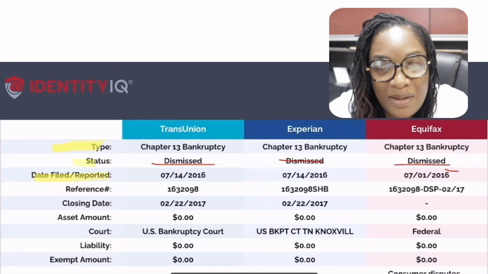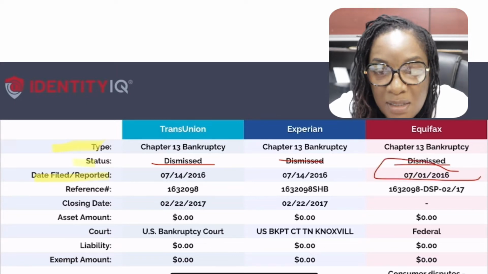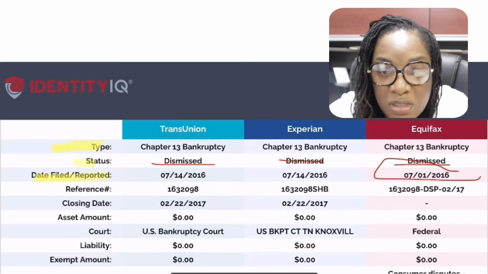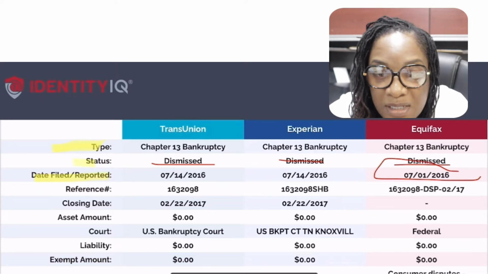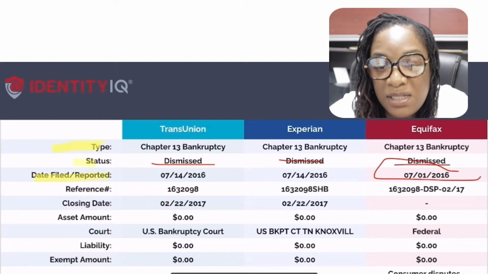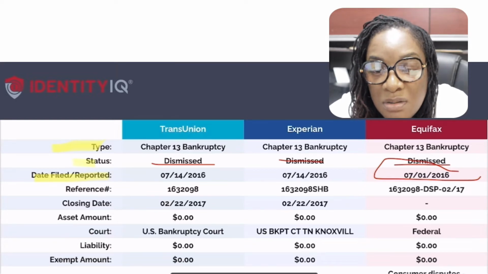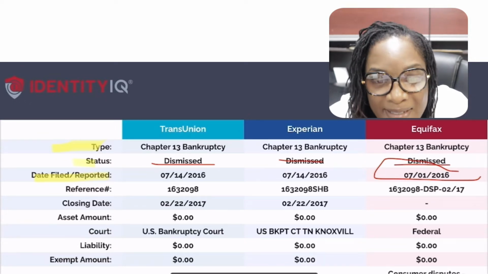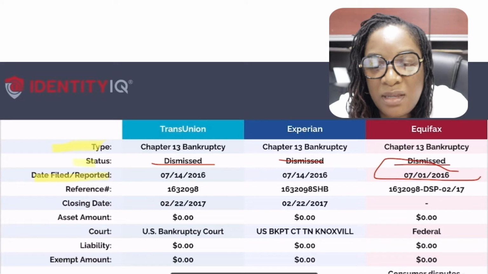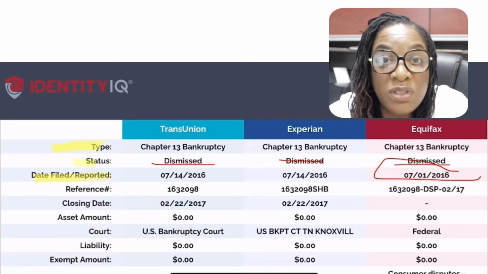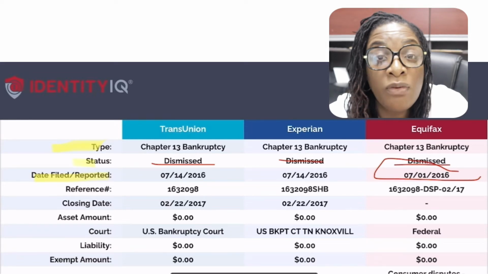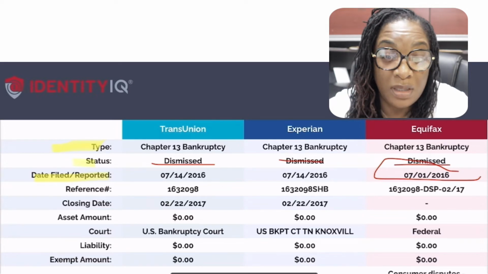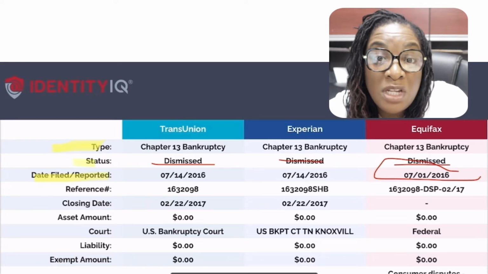Okay, so of course we can see immediately when we compare all three of these across the board, 7/14/2016, 7/14/2016, and then we have Equifax here reporting a totally different date. Okay, so that's a discrepancy. That is a discrepancy. So we would definitely use that to dispute with not only Equifax, but we would use that to dispute with Experian and TransUnion as well.